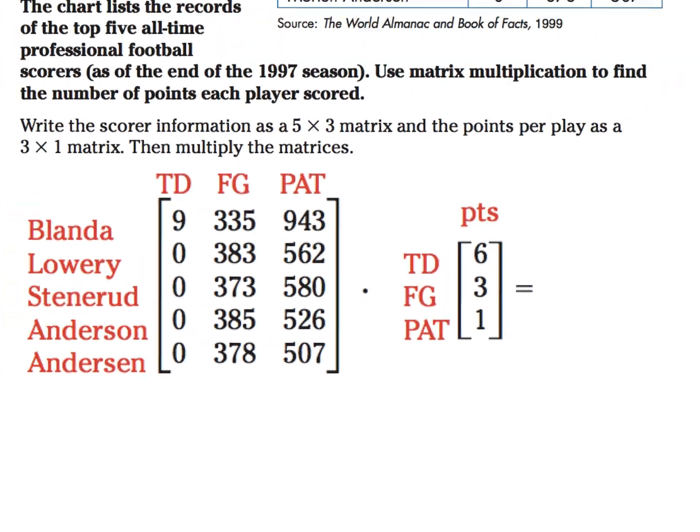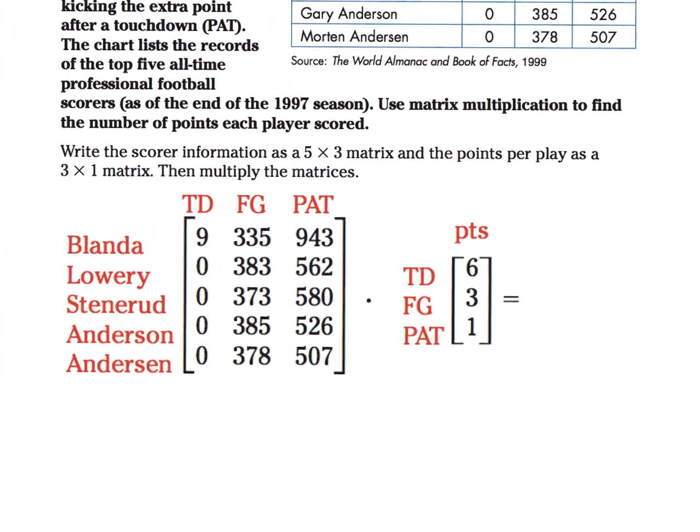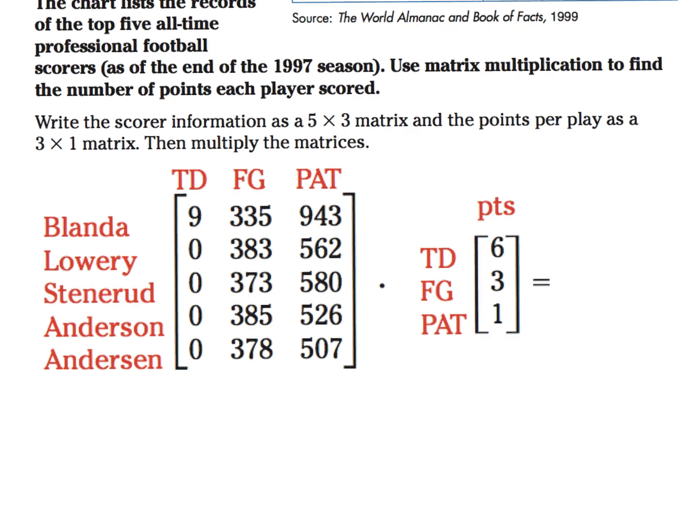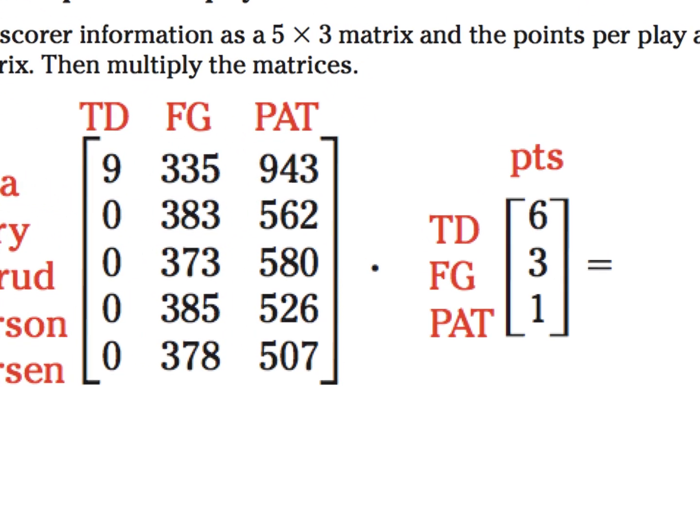My question is on this one, we're trying to figure out which of these people, these are real people, scored the most points in the NFL. But my question is, would we be able to multiply these matrices together? What would be the dimensions of this one? Would you guys agree this is a horizontal 5 by 3? Yes. Okay. And then what about this one?